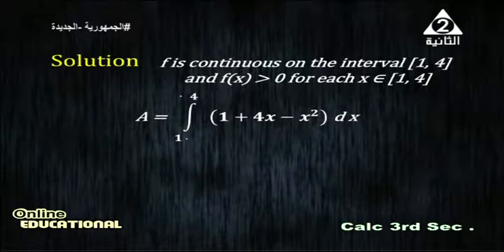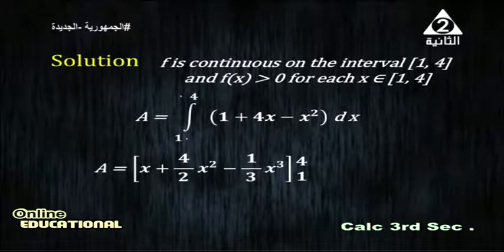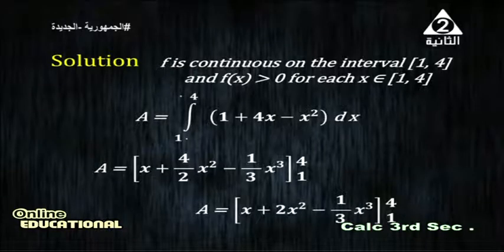Now, what is the integration of the constant 1? It is x. And what is the integration of 4x? The integration of 4x is 4x to the power 2 divided by 2. Minus the integration of x to the power 2, which equals x to the power 3 over 3, or a third x to the power 3, this integral from 1 to 4. Now, the area equals x plus 2x to the power 2 minus a third x to the power 3 from 1 to 4.